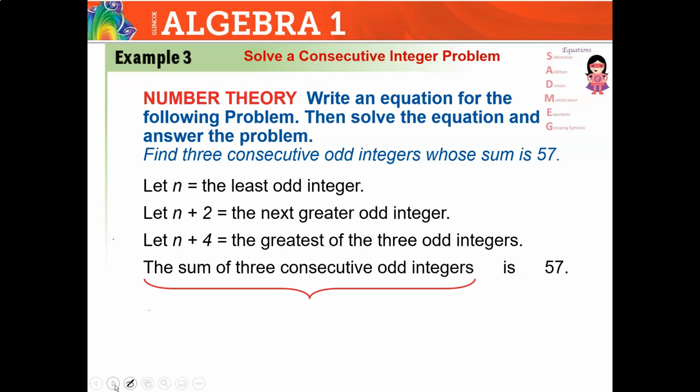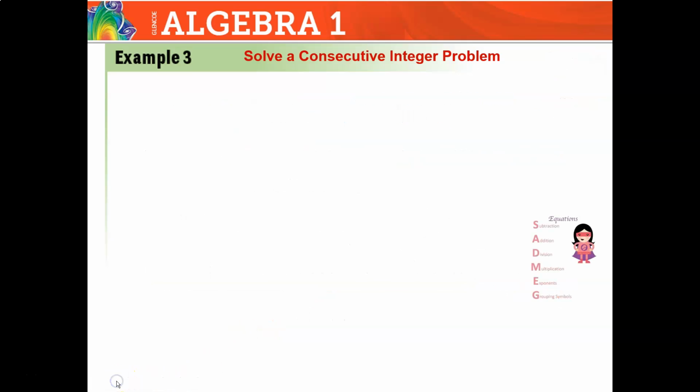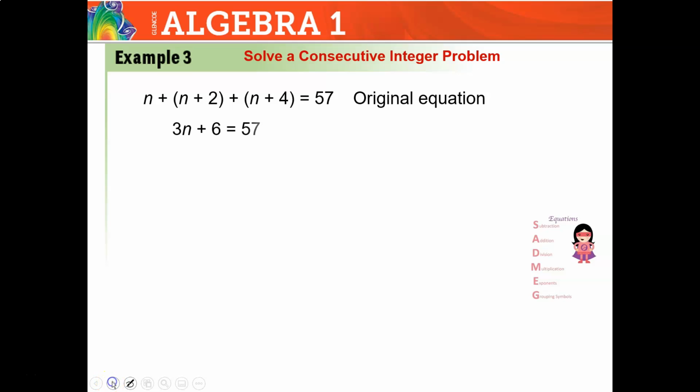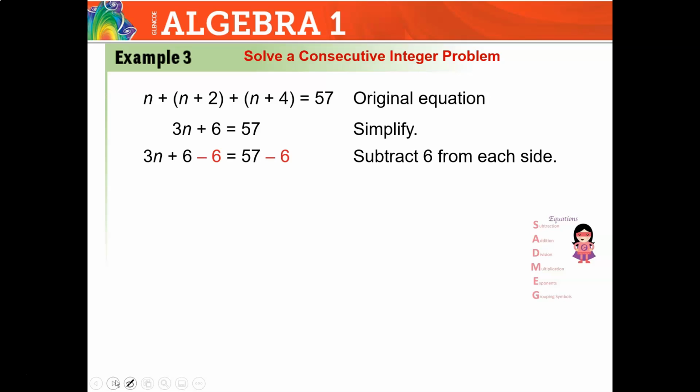Okay, so you're going to write your equation. We know it has to be equal to 57. So we have n plus n plus 2 plus n plus 4 is equal to 57. Well, now we need to combine like terms. We had 3 n's, 1, 2, 3, plus 2 plus 4 is 6, equals 57. Our next step would be to subtract 6 from both sides. We get 3n is equal to 51.